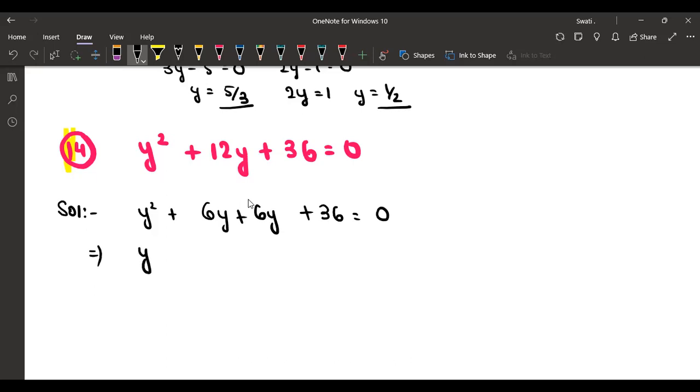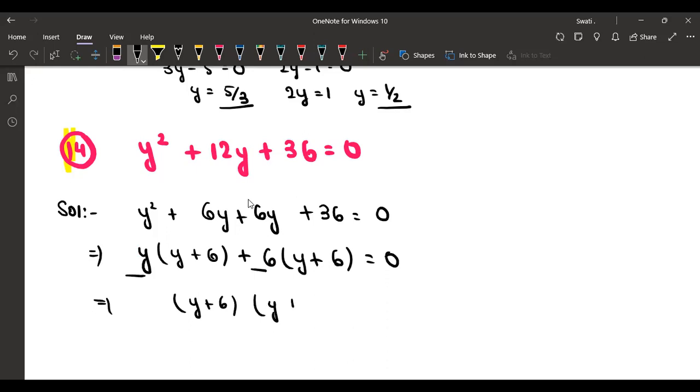All you need to do is just take out the common. So y is common, so y plus 6. And plus here 6 common, so y plus, of course, 6 times 6 is 36. So here y plus 6 is common. Inside the bracket also we are getting this y plus 6 only. So again y plus 6. And that implies y plus 6 whole square is equal to 0. It's nothing but y plus 6 is equal to 0, because square root of 0 is 0 only, and y is equal to 0 minus 6, that is minus 6.